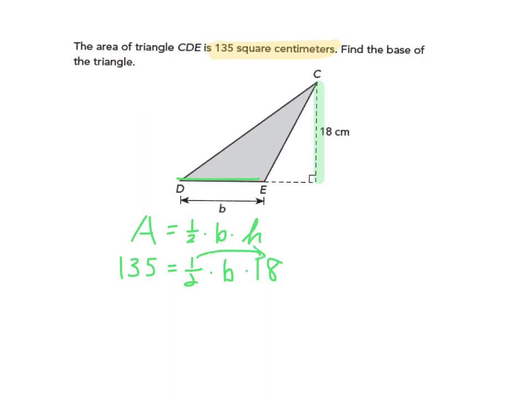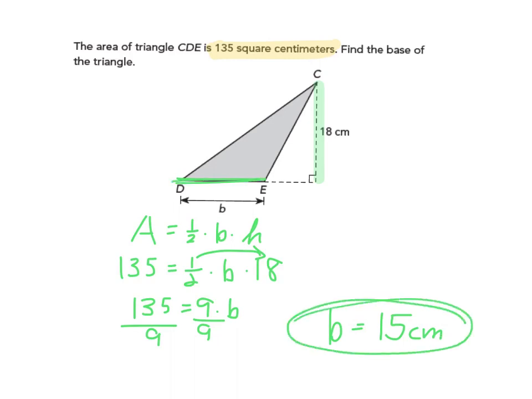I can do half of the 18. 135 is equal to 9 times b. And if I divide both sides by 9, I'll see that the base ends up being 15, in this case centimeters. It's not squared or anything because it's one of the sides, but I would probably use my calculator for this to try to work through it.